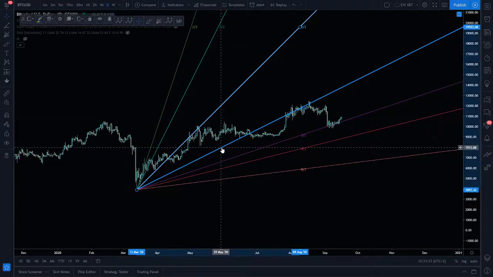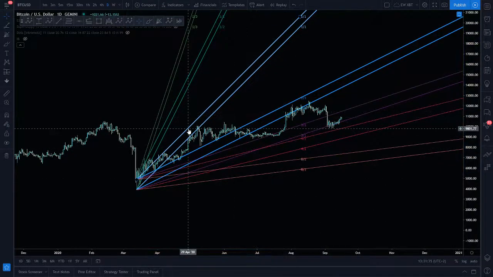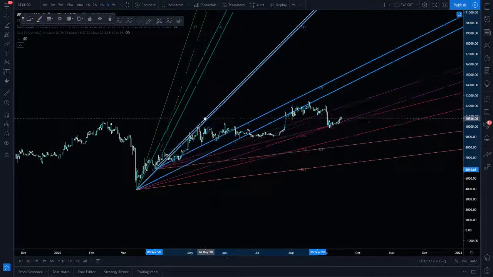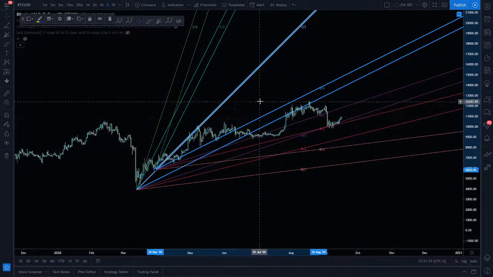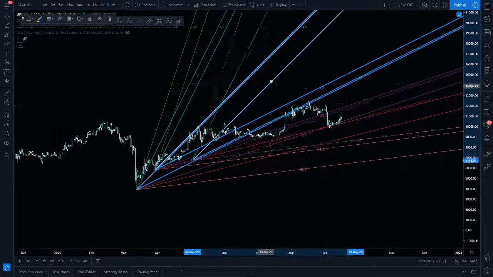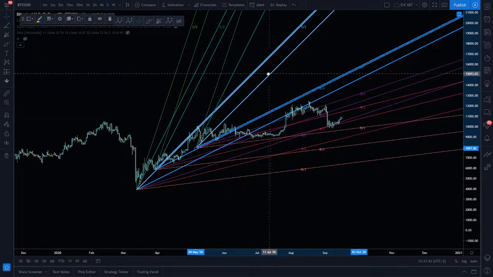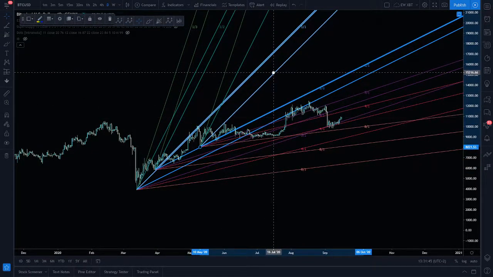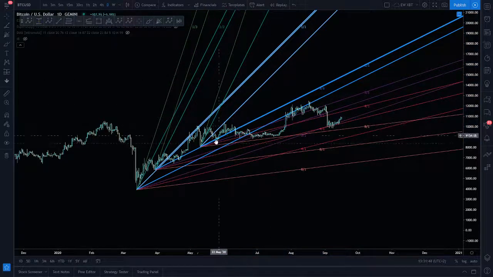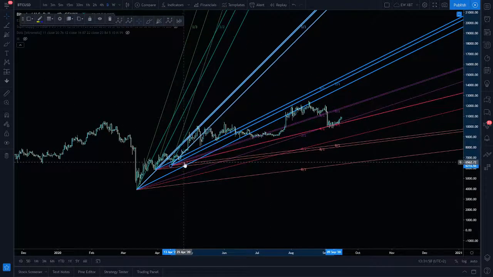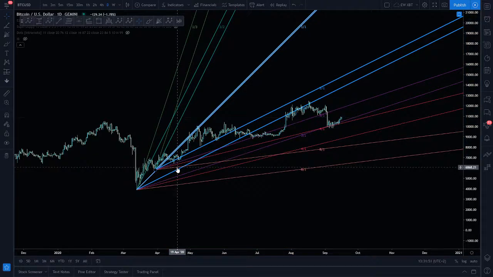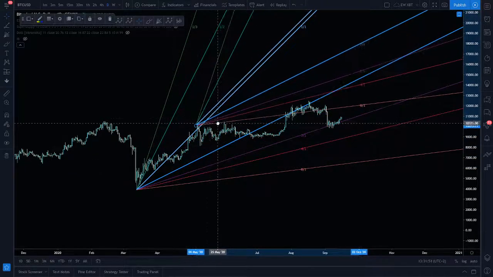What I do now is I just copy and paste these and put them on different points, something like this. You can put them on any swing low or swing high, basically. You can also put them on the highs right here.